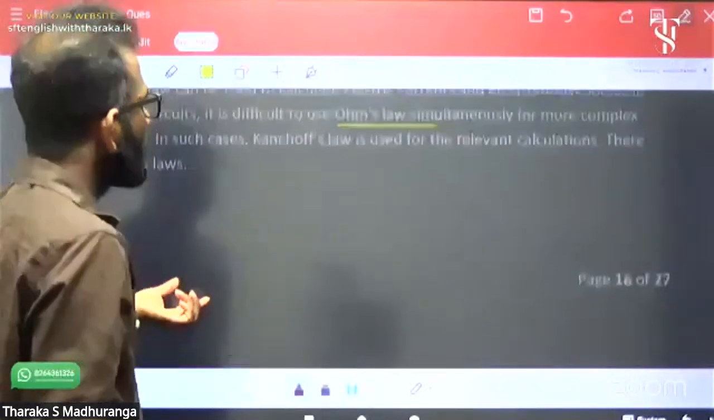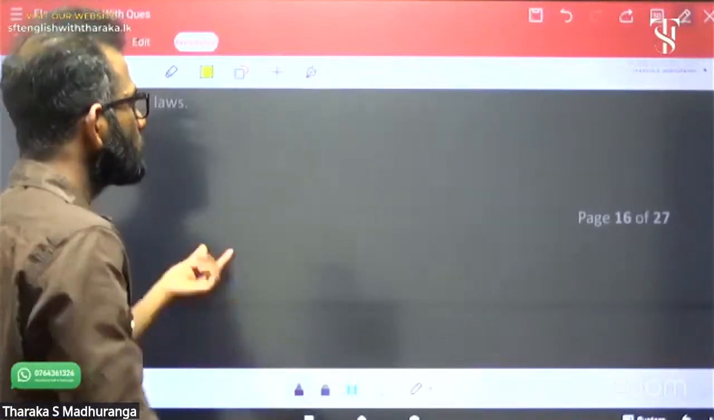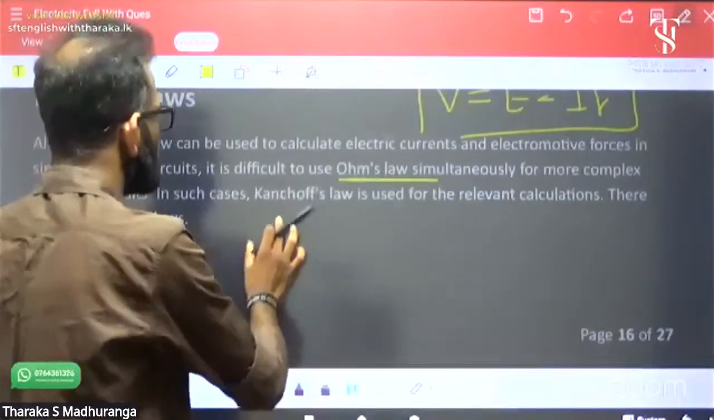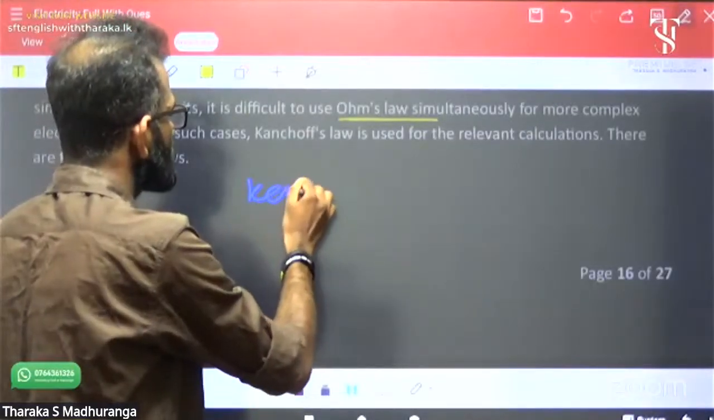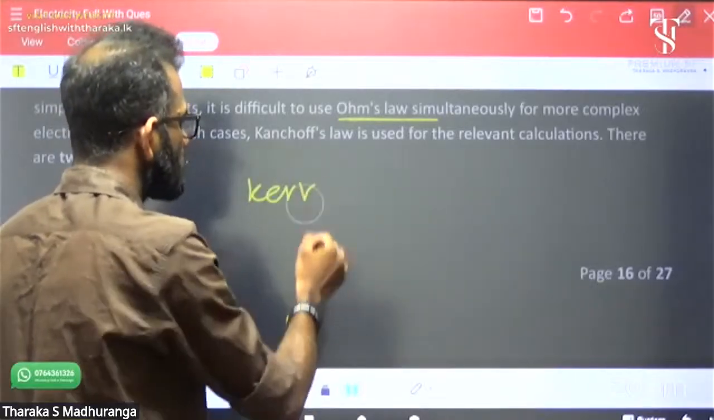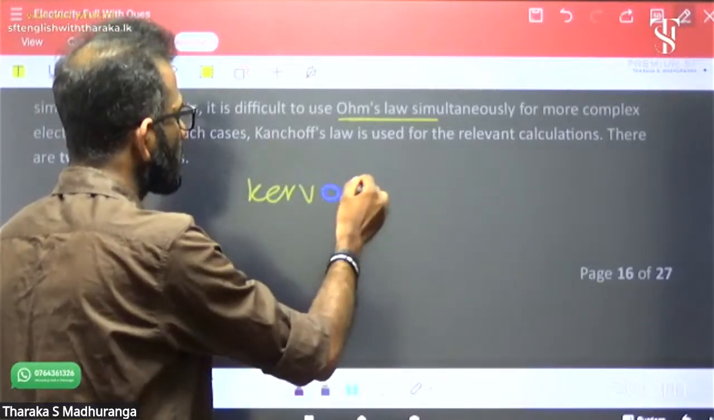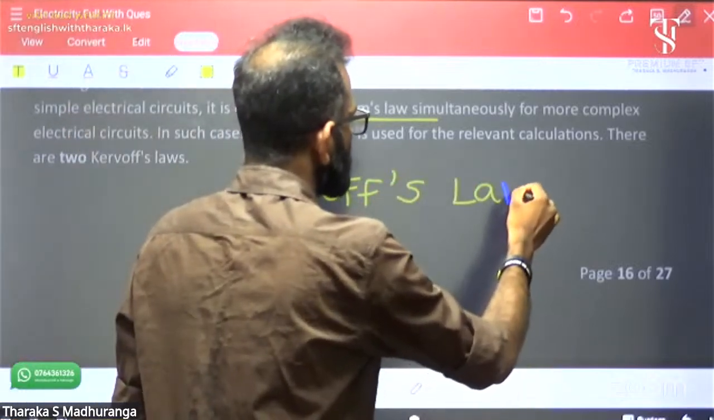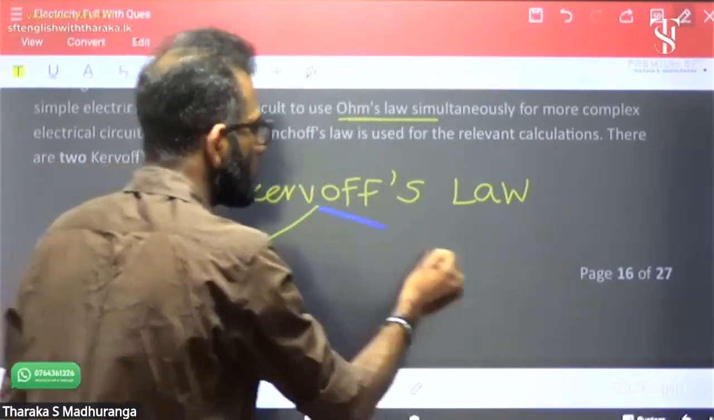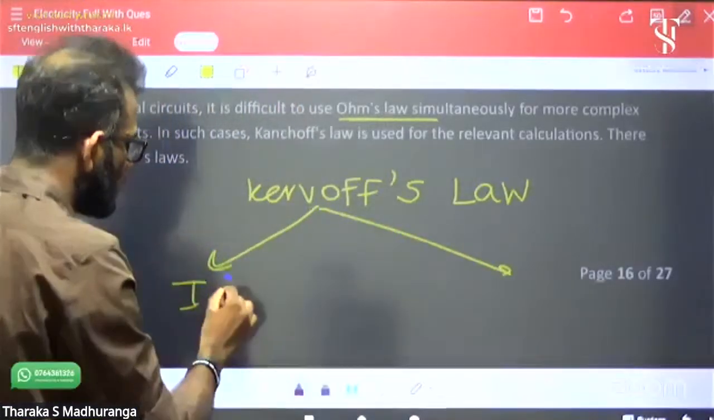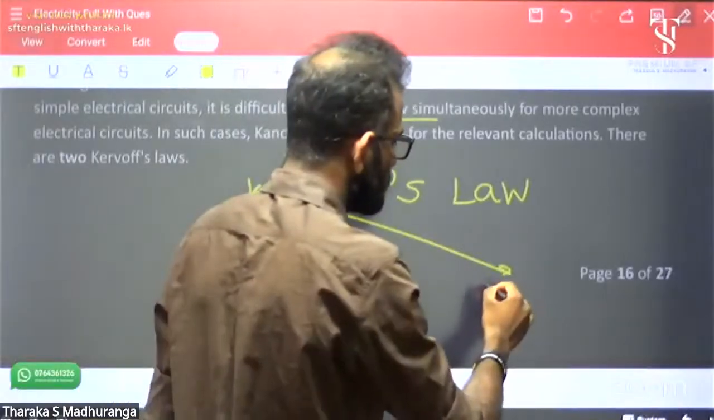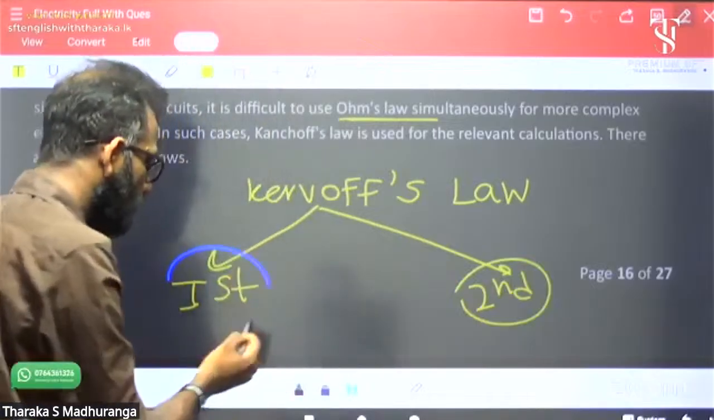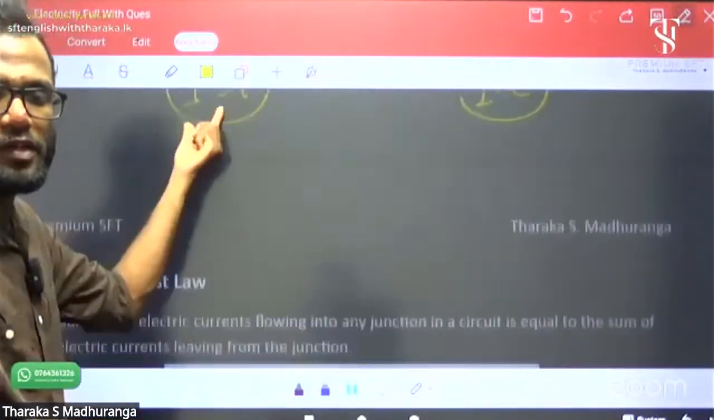Okay, let's start Kirchhoff's laws. I told you Kirchhoff's laws are mainly of two types, the Kirchhoff first law and second law, same as Newton's laws, right? Okay, let's move into Kirchhoff's first law.